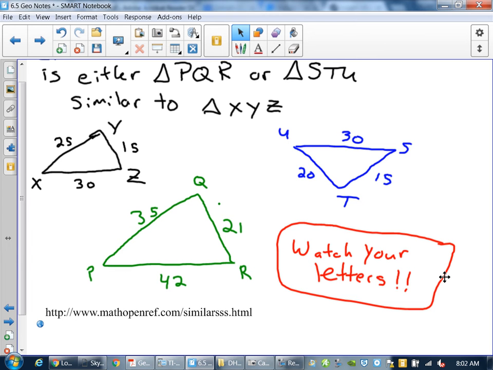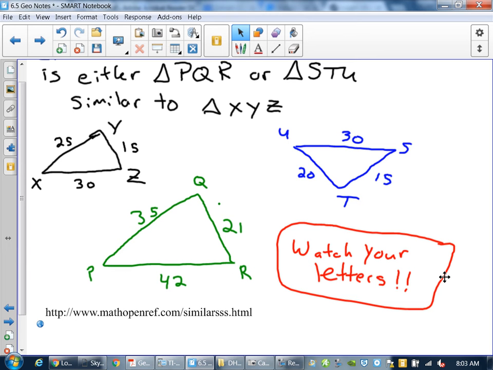The second one was 25, was the XY. That's the first two. That goes to ST. And the last one was XZ, first and last, that would be SU. If you look at those three fractions, just by following your letters through, you can tell right away, are those going to be similar?